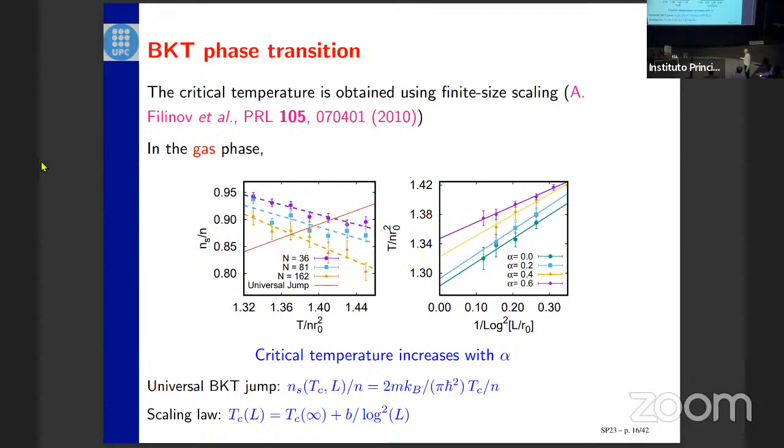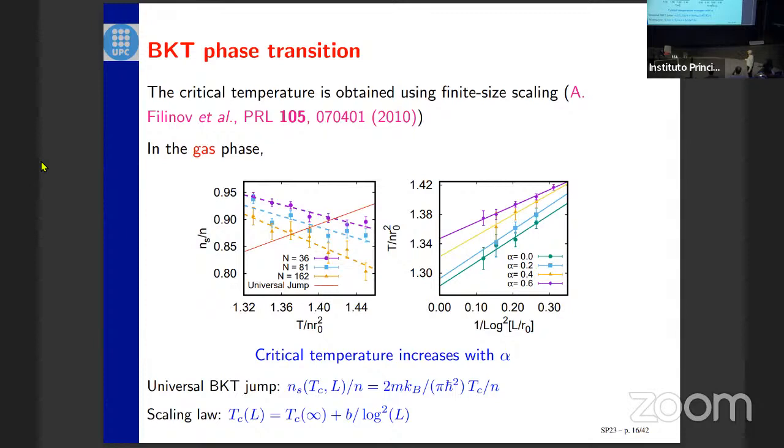When you calculate the superfluid fraction as a function of temperature, you fix the number of particles, and then you see how the superfluid density evolves when you move the temperature. So you calculate at every temperature the superfluid density for a given number of particles. And then you repeat for another number, up to what you can do, which is not much. Then you plot what is called the universal jump.